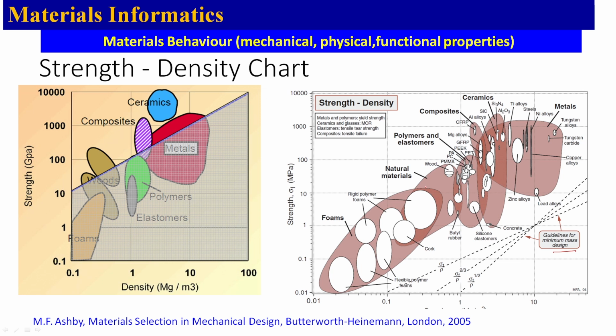Classification is one of the unsupervised learning techniques. But here you look at it, he has classified this. If you look at this chart, it is much better. He has classified woods, foams, elastomers, polymers, metals, composites, ceramics very nicely. And this is a set of engineering materials we use in day to day life.